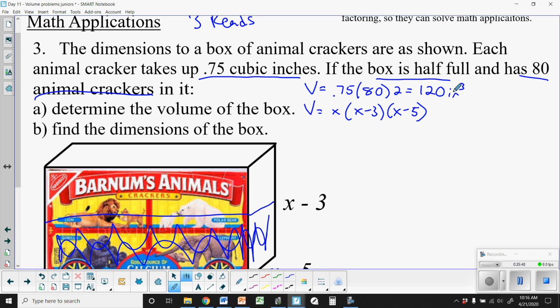And we're going to take that volume, and then what do we do? That's right, we set it equal to our dimensions that we don't know. And remember, I like to write this part first. So x times x minus 3 times x minus 5 equals 120. So what do we have to do? That's right, multiply all this out. So x times x squared, x times negative 3x.